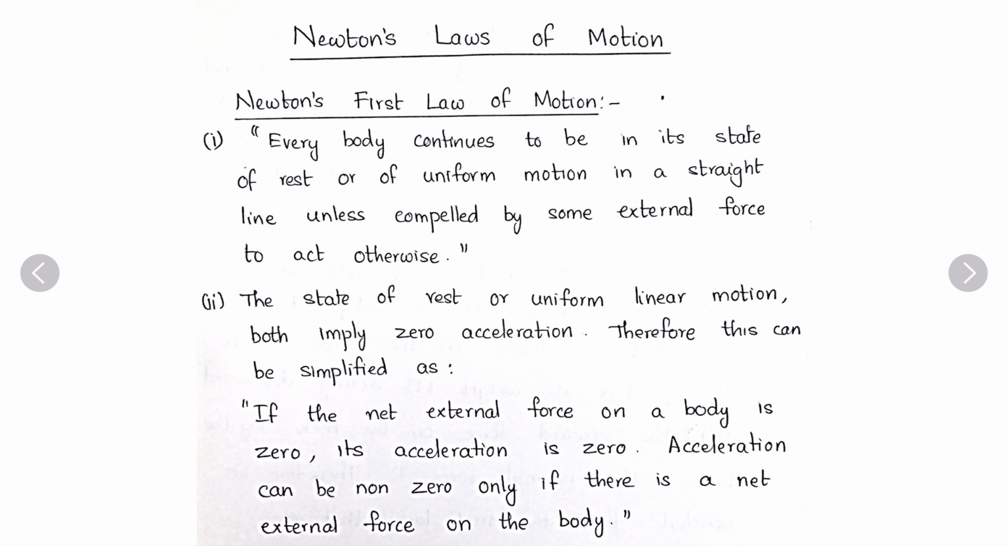Why does it stop? Some external force stops it. What is that external force? We will learn it after some topics. It is the frictional force. The frictional force is working between the wheels of the car and the floor, so it stops. So, if the external force is not there, it continues to be in that state only.